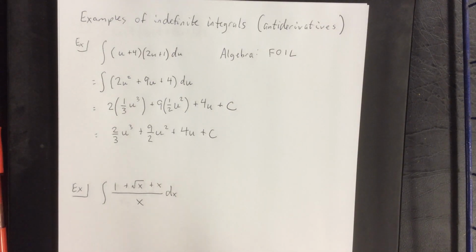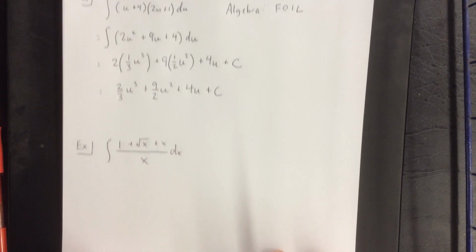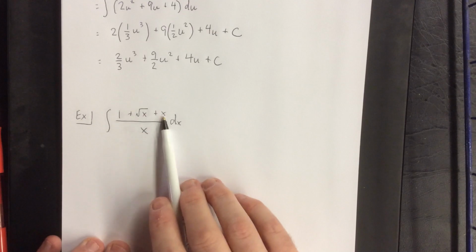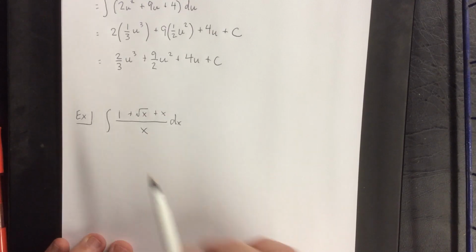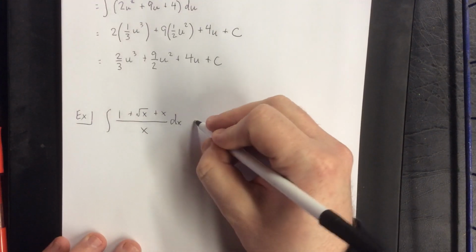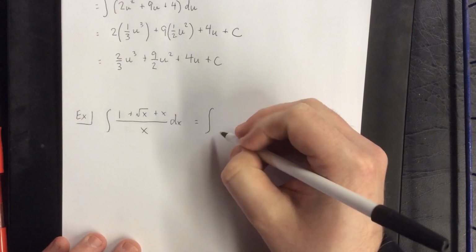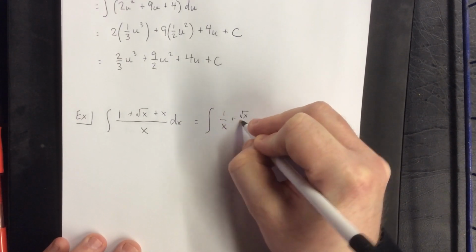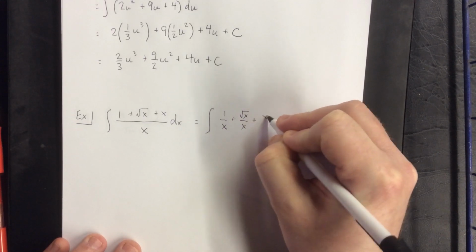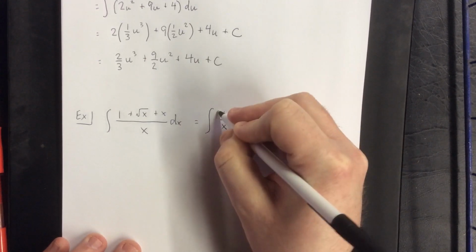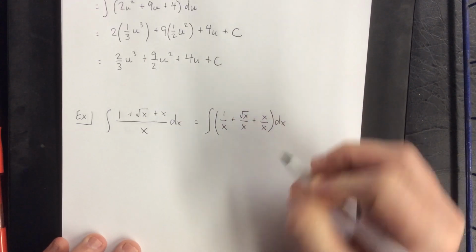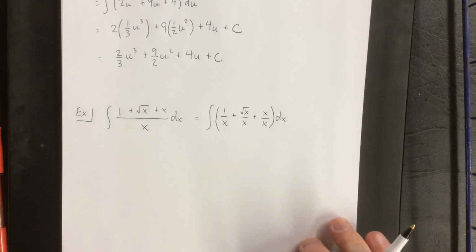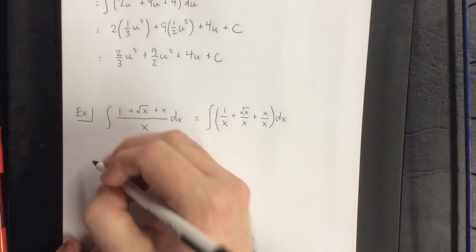For another example involving the power rule, we'll take a look at the indefinite integral of 1 plus the square root of x plus x all over x. Now, once again, a little bit of algebra is going to save us a lot of grief. So first thing I'm going to do is distribute the x from the denominator to all 3 of the terms that are contained in the numerator. Then I'm going to reduce wherever possible.